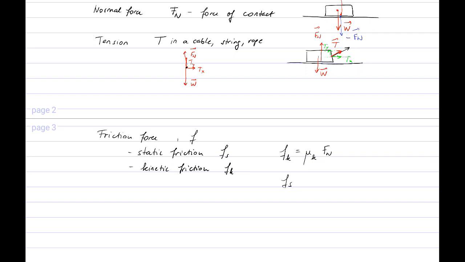So this static friction then has a value between 0 and the mu Fn. Okay? So again, we're using the kinetic friction when the object is in motion. We're using the static friction when the object is at rest.